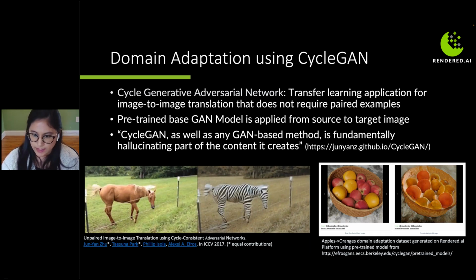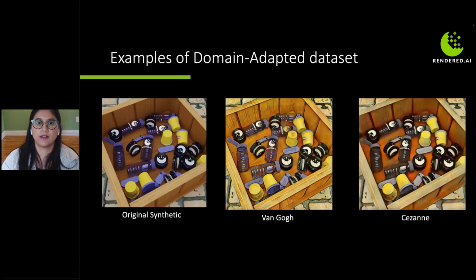I wanted to share more examples of domain adaptation with CycleGAN. On the left, we have an example toy box simulation. And the physics for this is just to drop toys into a box. There's all kinds of different toys here. In the middle, you could see that we use the Van Gogh CycleGAN model, and it is definitely turned into the style of the great painter Van Gogh. And on the rightmost is the style transfer for the style of painter Cézanne.